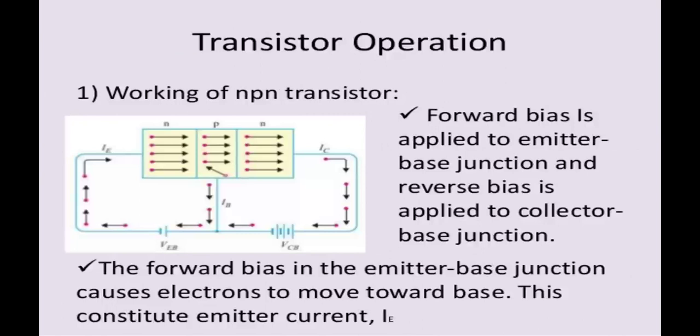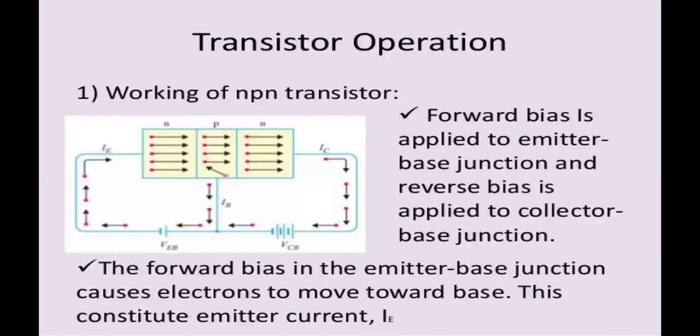Here the working is showing the arrows of the holes and electrons. The P-type material is very thin because it is the base terminal. IE means emitter current, IC means collector current, and IB means base current. Here the positive terminal of the voltage is connected to the base terminal, that is VEB, the voltage across the emitter base junction, and VCB means the voltage across the collector base junction.